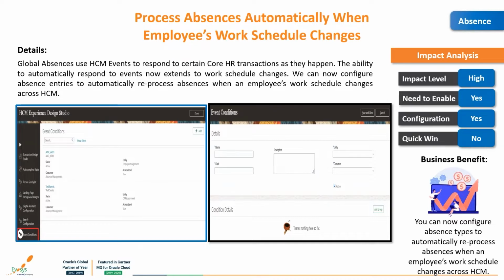So HCM events are created to trigger, reprocess and re-evaluate the absences when any HR transaction is done. For example, when a location is changed or a position is changed, and if the absences have to be re-evaluated, the HCM functional events functionality was used, and it can be used to reprocess and re-evaluate the absences.